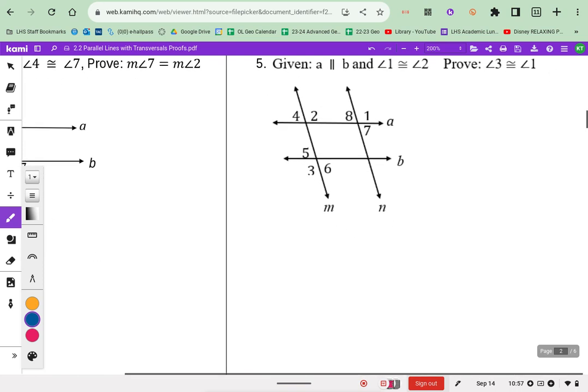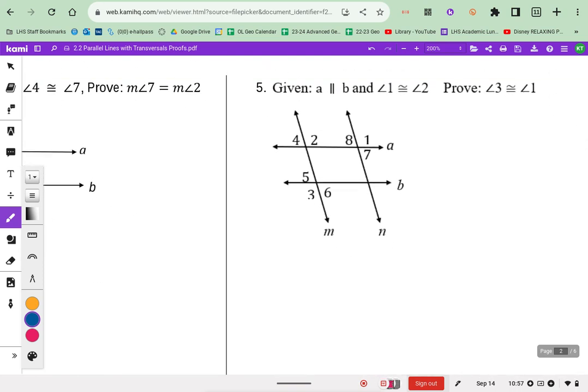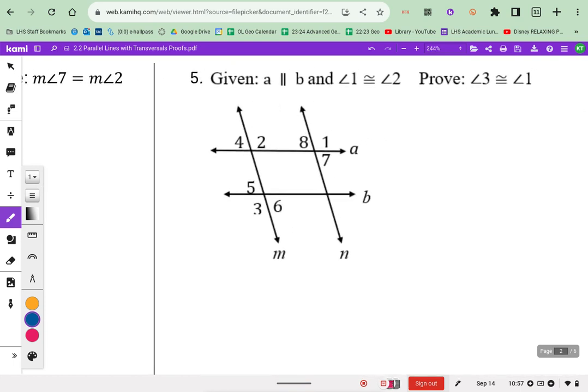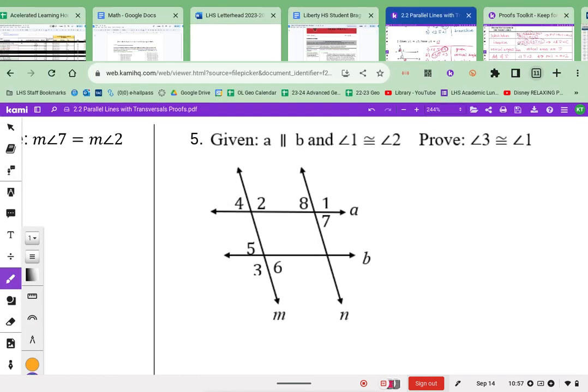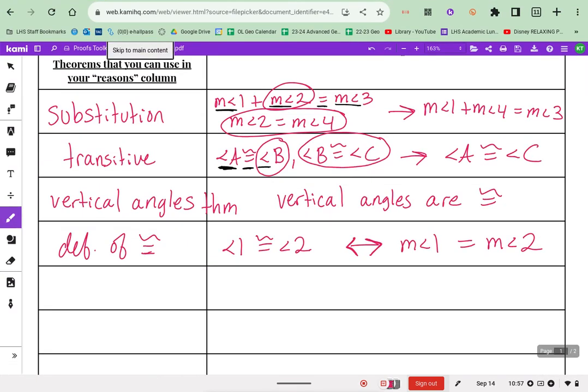Okay, guys, let's look at number 5. Let's get some parallel lines in there so we can use our other stuff. We'll skip 4. You can do 4 for practice at home if you want. Actually, before we do number 5, let's add some more stuff to your toolkit.